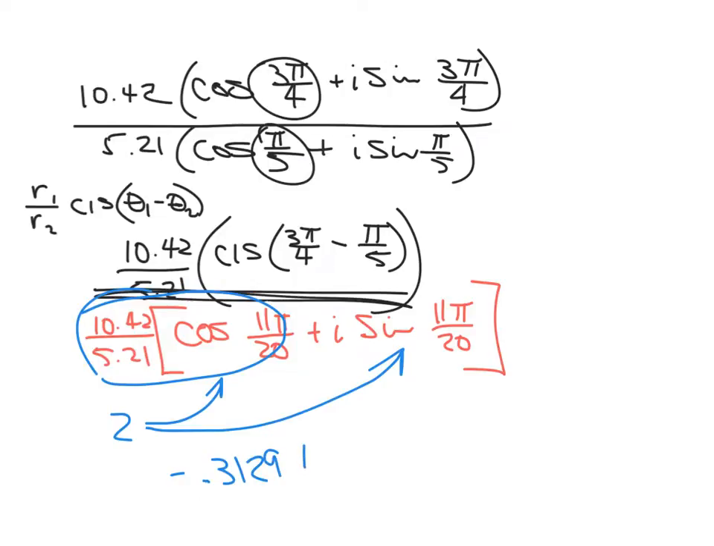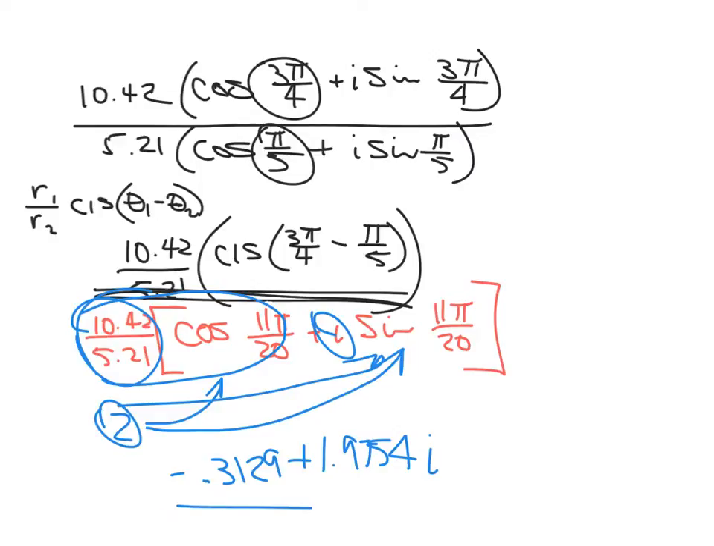0.3129. And then when we multiply the 2 times this here, we end up getting 1.9754. The book doesn't have the I on there, but there is an I. That I did not go away. So that ends up being your answer.